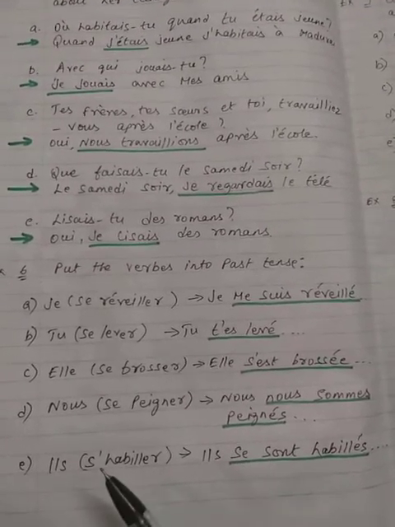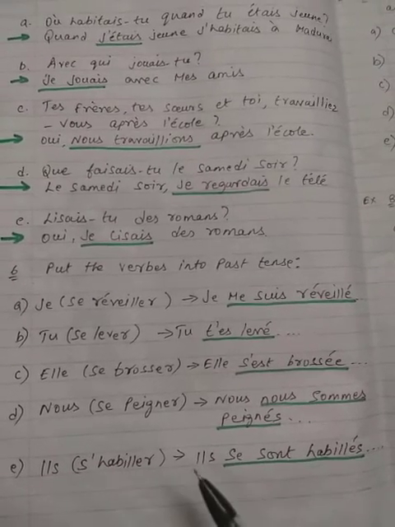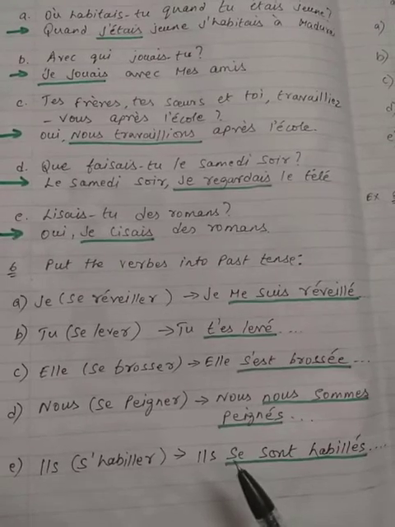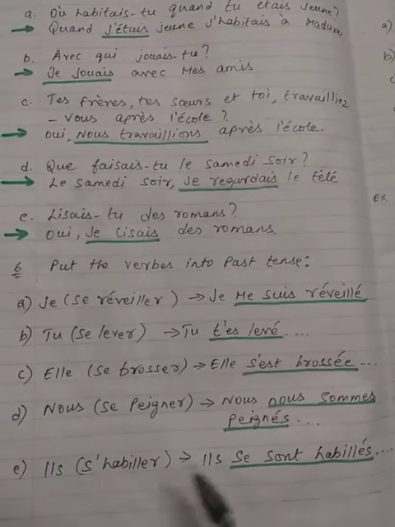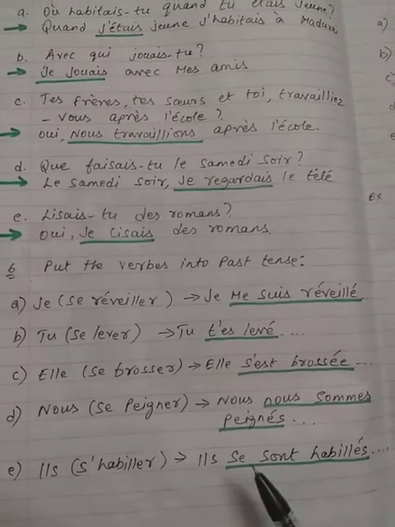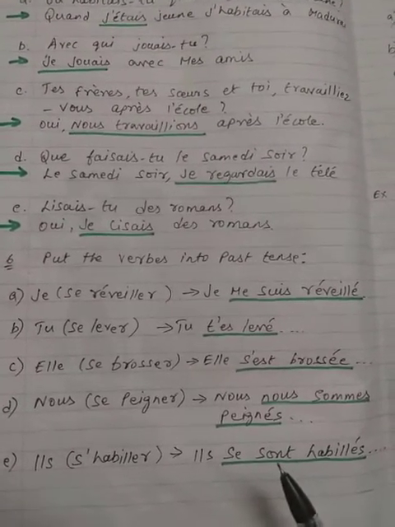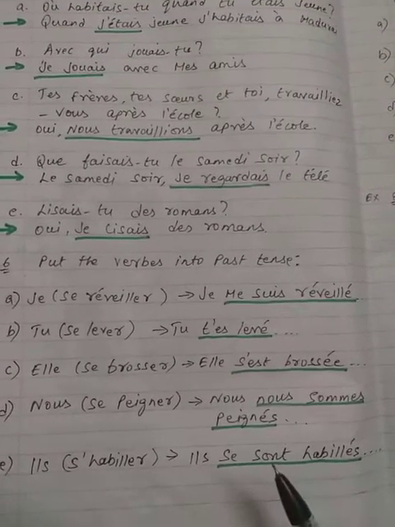The reflexive pronoun for the last person is SE or S apostrophe. Here the verb starts with a vowel, so SE becomes S apostrophe. Here the verb doesn't start with a vowel, so you have to put SE. Then the auxiliary verb SONT, the verb conjugation for the last person, SONT.